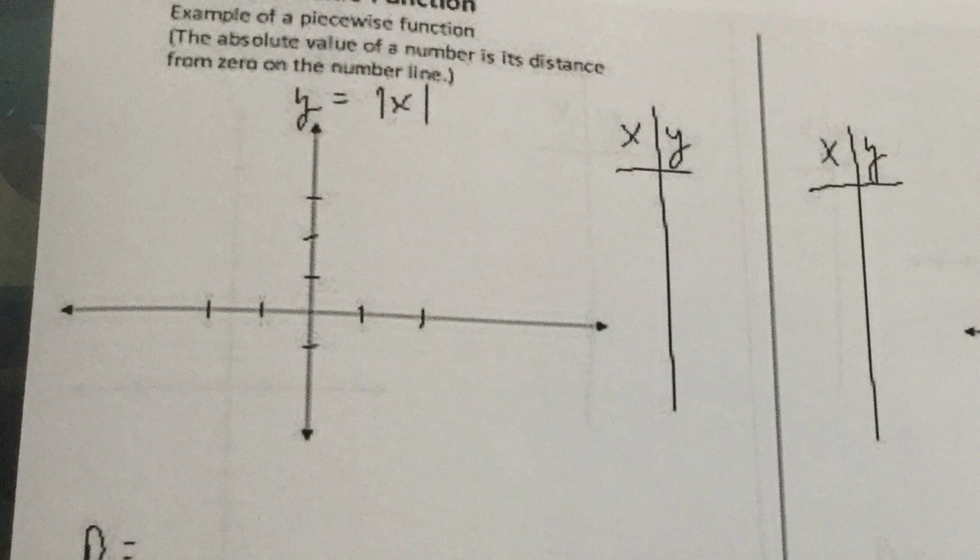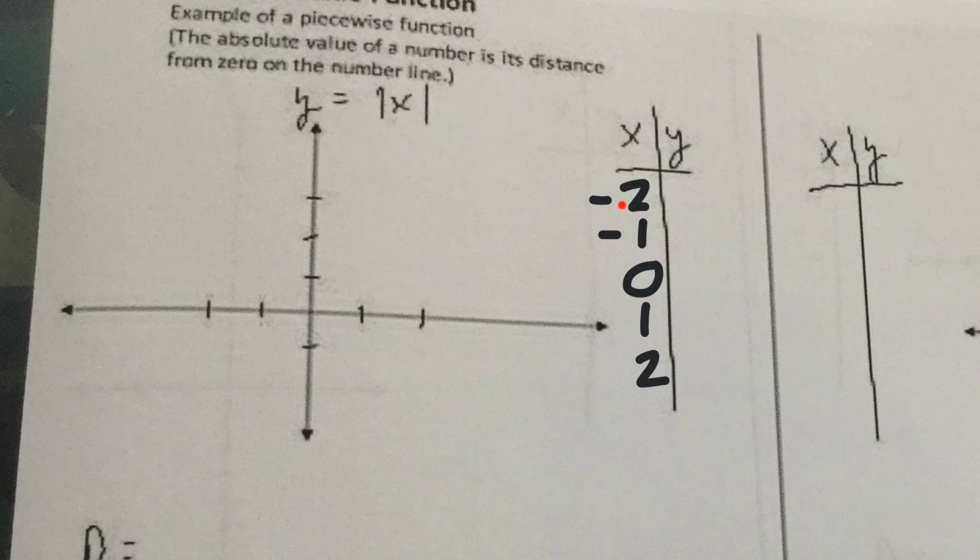Okay, our next parent function is the absolute value function. So this is the function y equals the absolute value of x. So when I graph this function, I want to see what happens on the left side, what the y-intercept is, and what happens on the right side. So I want to plug in -2, -1, 0, 1, and 2. That's always what I want to plug in.